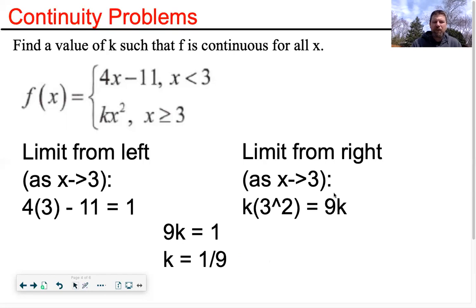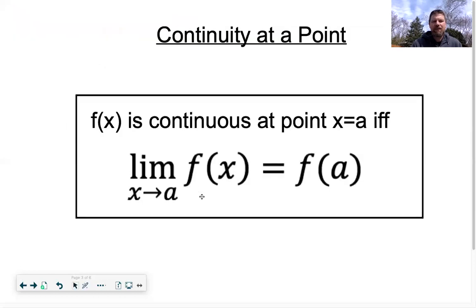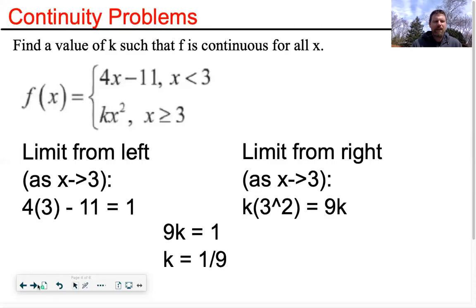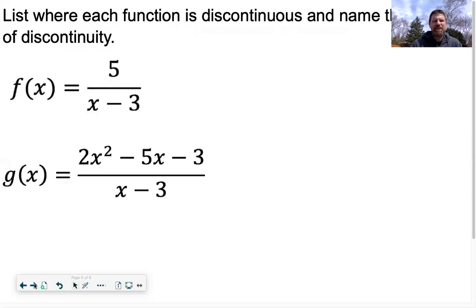Any other value I pick for k is going to cause a jump. The limit from the left would be 1, and the limit from the right would be some other number other than 1. Like if I put in a 3 for k, it'd be a 27, and since those aren't the same, my limit wouldn't exist. And then I would have a problem where the limit is not the same thing as plugging the number in. All right, moving on.